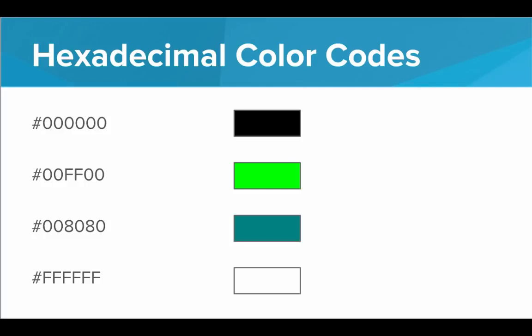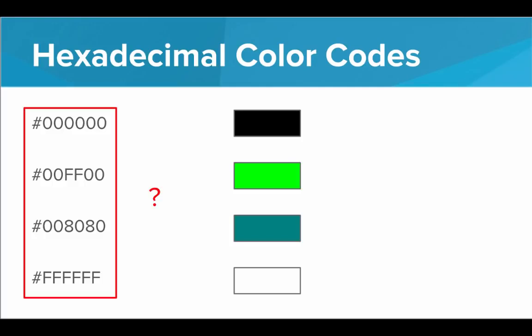What about hexadecimal color codes? Well, these are the same colors expressed in hexadecimal, but what is going on? How did we come up with these? Well, to understand the hexadecimal color codes, we first need to understand the hexadecimal numbering system.